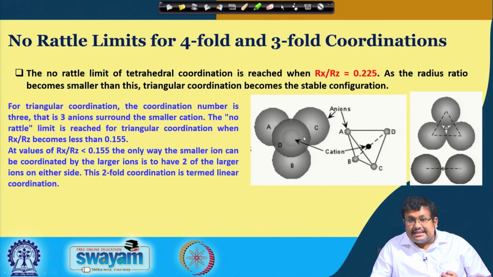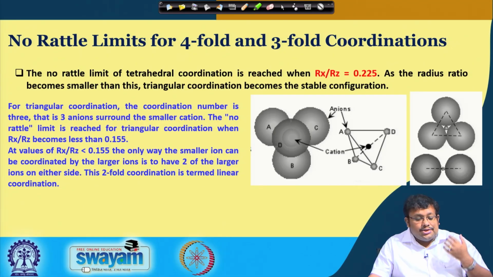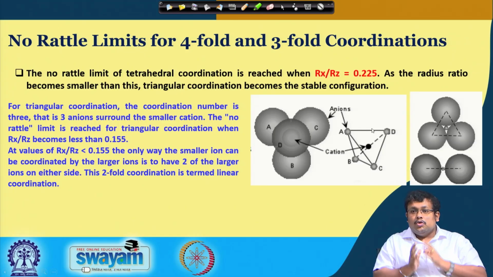So, you can see here this is a tetrahedral coordination, and in this tetrahedral coordination obviously at the center there will be the cation, which is surrounded by 4 anions. So, what is the no rattle limit for 4-fold coordination? The no rattle limit of tetrahedral coordination is reached when the radius ratio becomes 0.225.